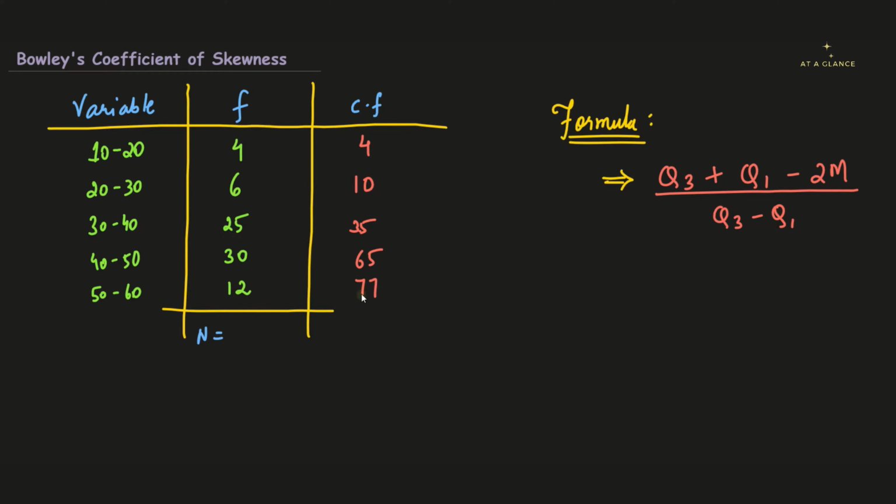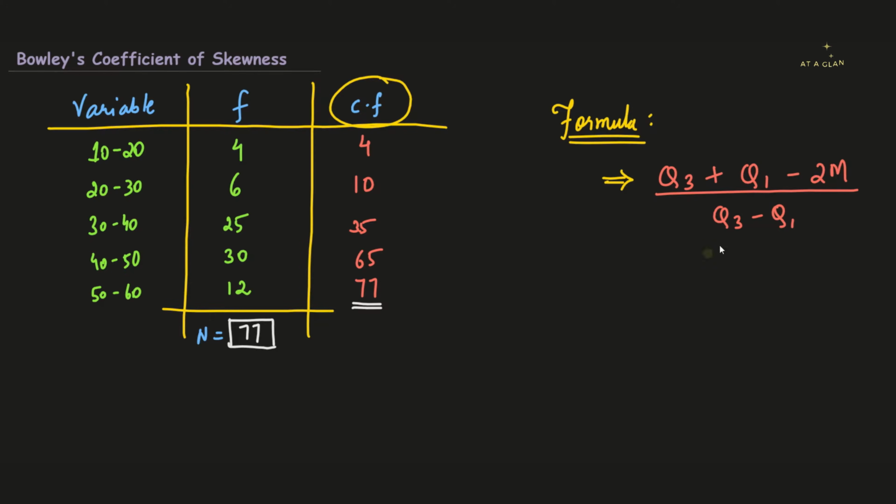Whenever you have to check whether the cumulative frequency you have calculated is correct or not, you will have to check the last cumulative frequency. If this last cumulative frequency matches with the sum of the frequencies, then you are correct. So let's quickly find out the sum of frequency. And we get the sum of frequency as 77. So here you can see it matches with the last cumulative frequency. That is why we can say that we have calculated everything correctly till now. Now this cumulative frequency will be used to find out the quartiles.